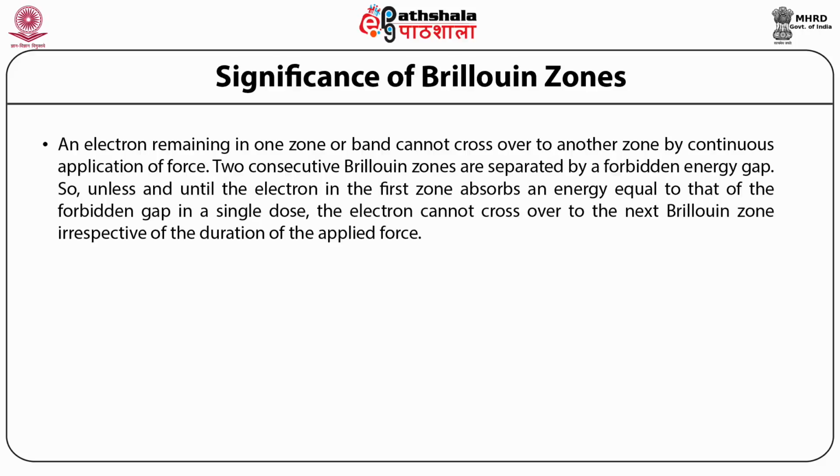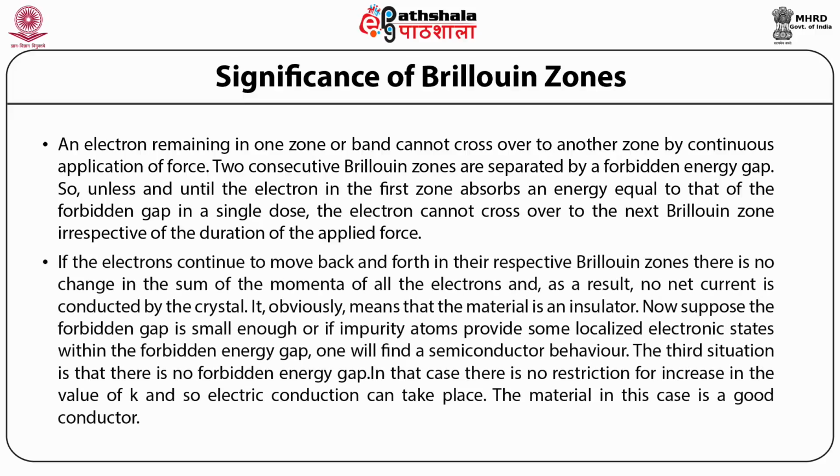So, unless and until the electron in the first zone absorbs an energy equal to that of the forbidden gap in a single dose, the electron cannot cross over to the next Brillouin zone irrespective of the duration of the applied force. Number 7. If the electrons continue to move back and forth in their respective Brillouin zones, there is no change in the sum of the momenta of all the electrons, and as a result, no net current is produced by the crystal. It obviously means that the material is an insulator.